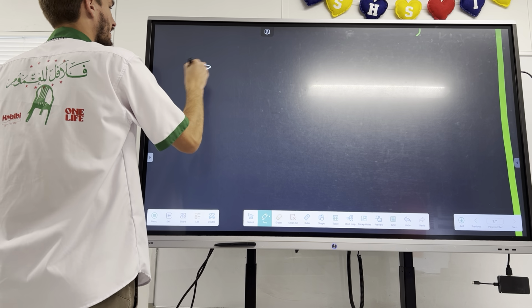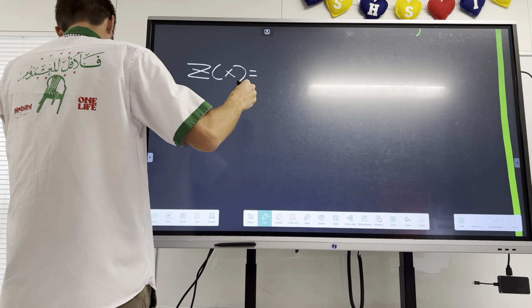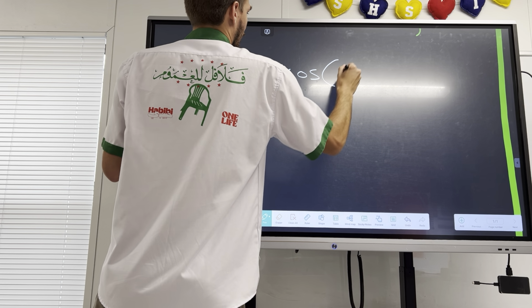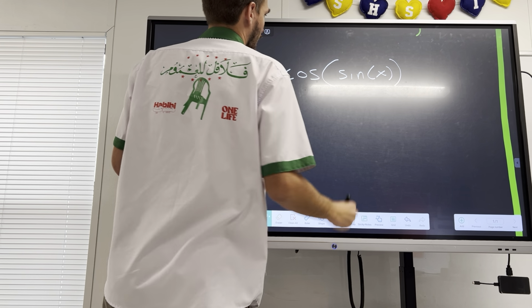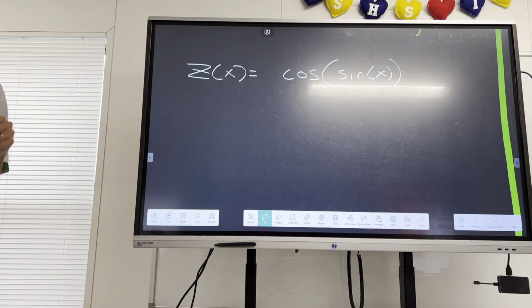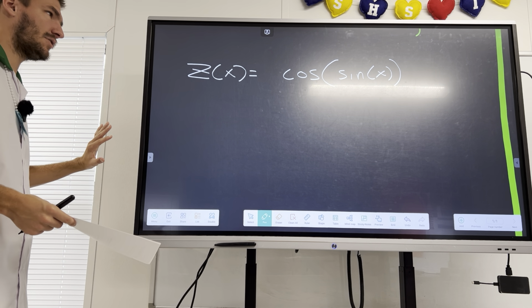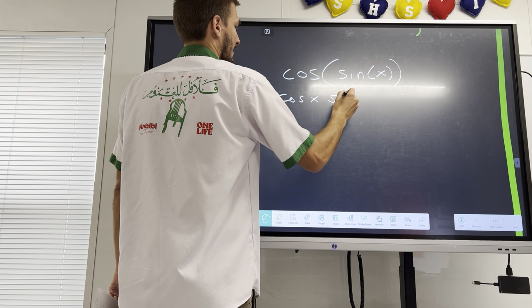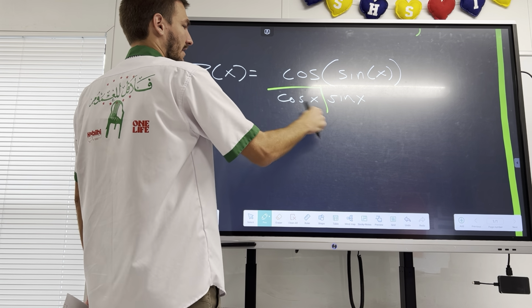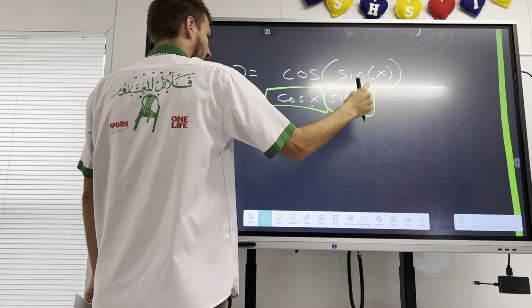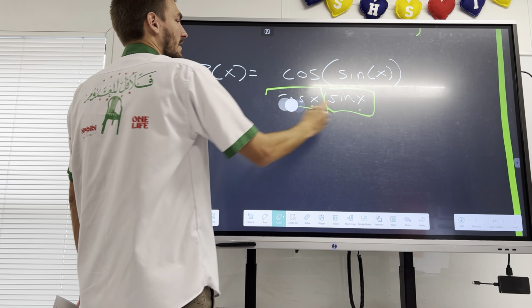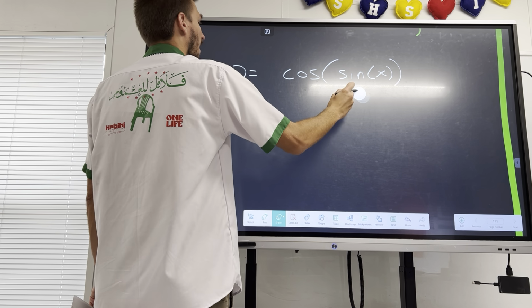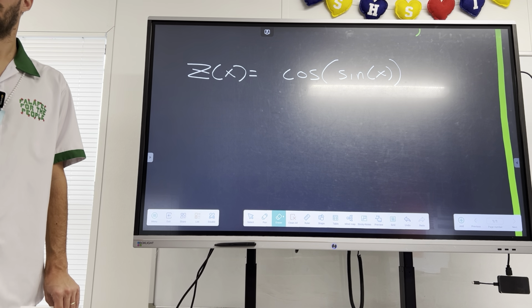What if we had z of x is equal to cosine of sine of x? I do want to point out that this is a sine inside of a cosine. It is not a product rule. If it looked like cosine x sine x, that would be a product rule. It is a cosine of x and a sine of x, that's just a normal little product. But this one, of course, is a cosine of sine, which is its own little function.